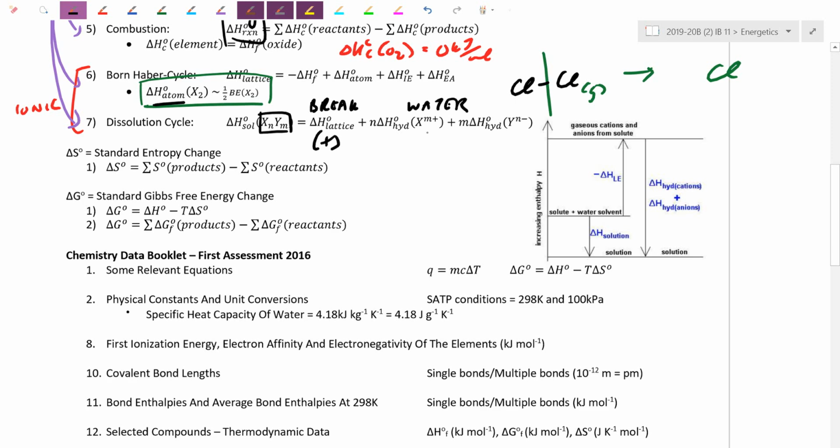It's a huge upfront cost, but because I do get a lot of stability, a lot of the energy back when water actually surrounds the ions, overall the solution enthalpy might sometimes be positive or negative. There's a sample picture of a dissolution cycle here if you like. So we have this one.